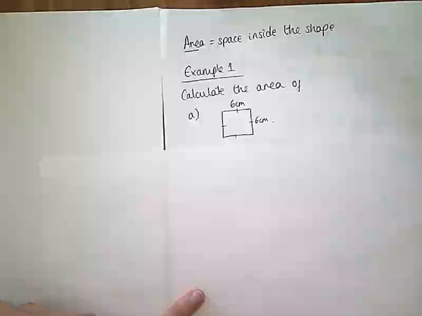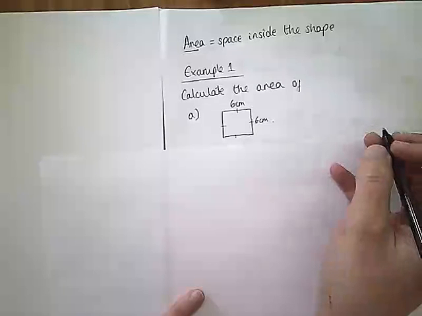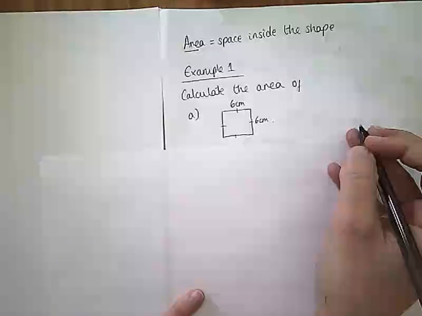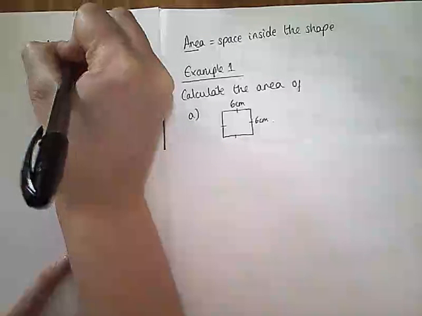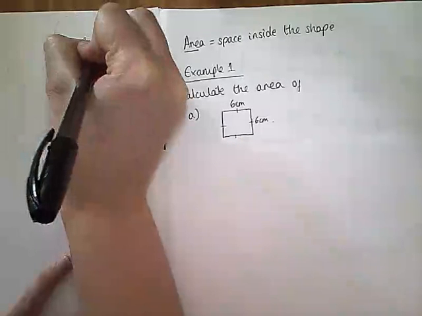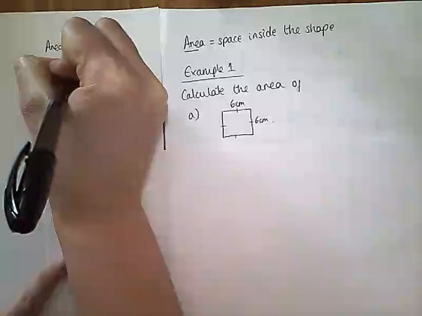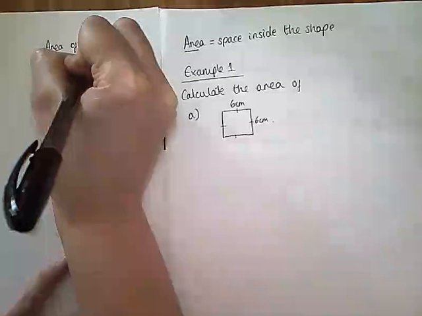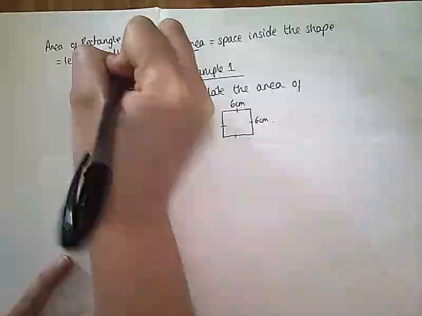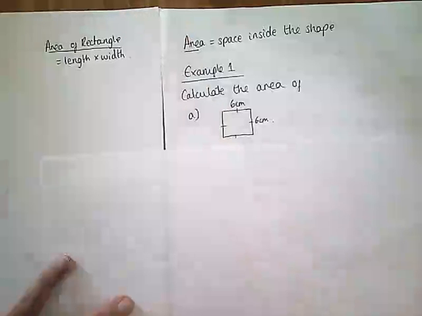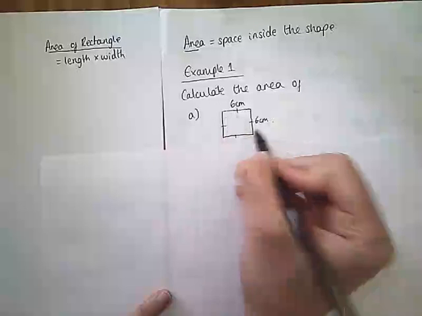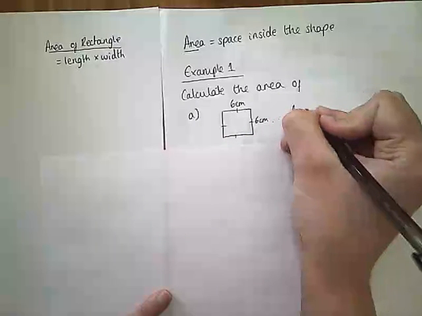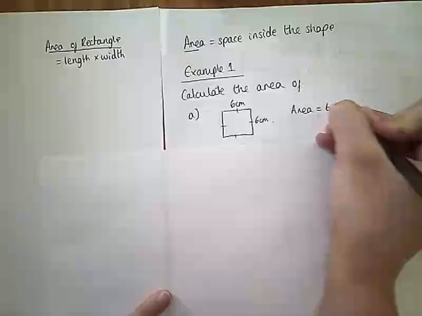Now you will recall that we learnt the area of a rectangle is length times width. Here, obviously, this is not a rectangle, but a square is a type of rectangle. It's just a type of rectangle where the length and the width happen to be the same length. So the area of a rectangle is length times width. This can be our length, this can be our width, and so the area is 6 times 6, which is 36. Now area is measured in centimetres squared.